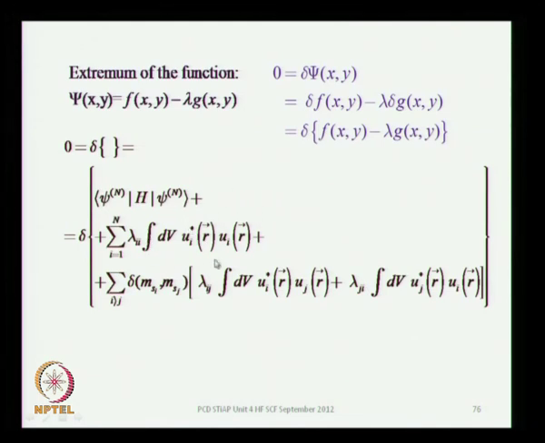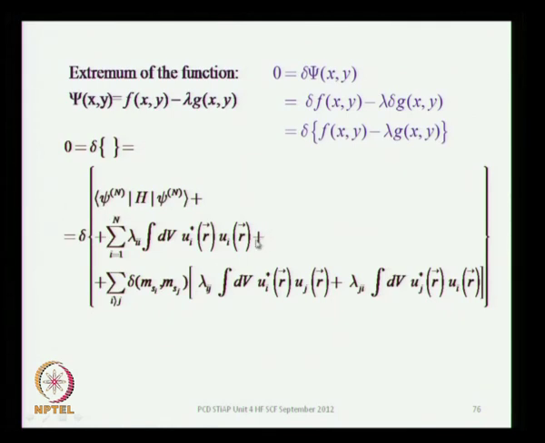So, this is the normalization integral, this is the corresponding Lagrange multiplier, the undetermined multiplier, which has the index i. So, this is lambda i, both of these indices are i, and you must have a similar constraint for every single one of the n spin orbitals. So, i going from 1 through n, this is what takes care of the normalization constraint.